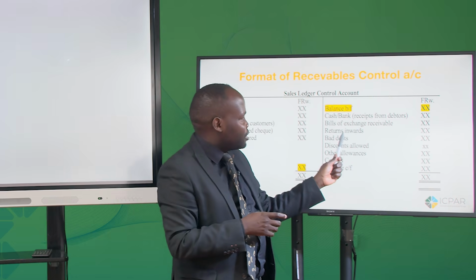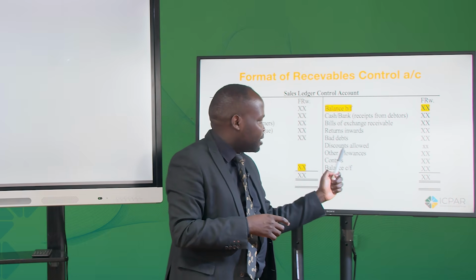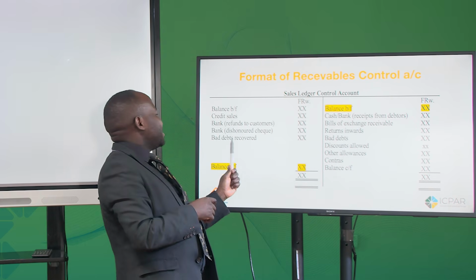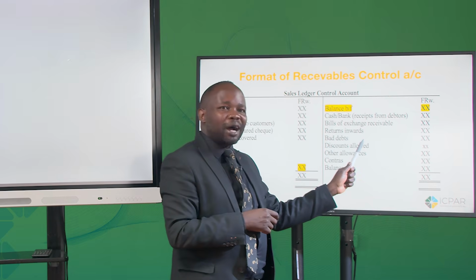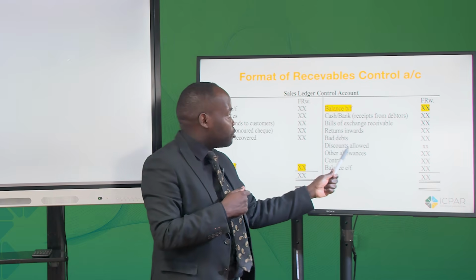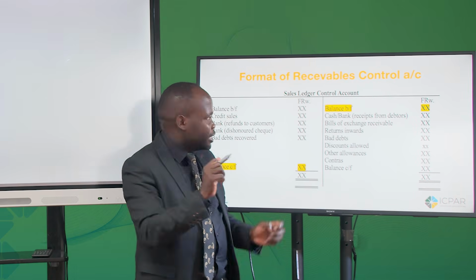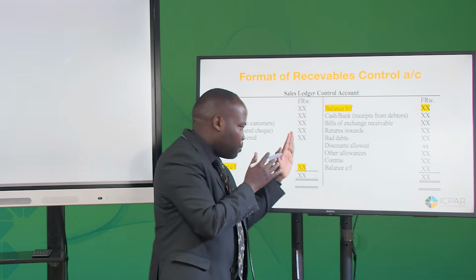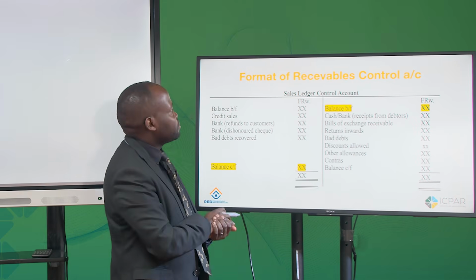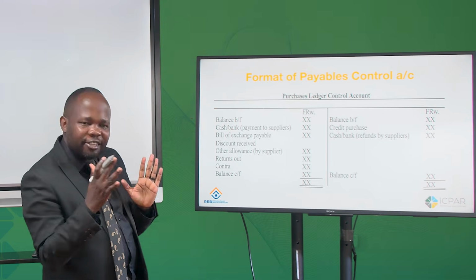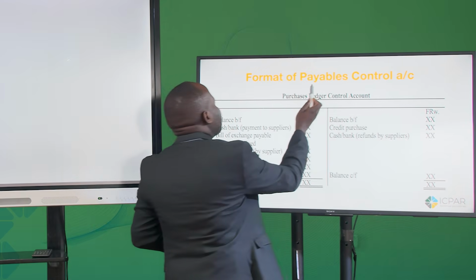Bills of exchange, return inwards, bad debts. Remember this side it's bad debts recovered, but this side it's bad debts. Discount allowed, other allowances, and contra. A contra is an entry that affects both the receivables and payables. The opposite of that is true for payables.